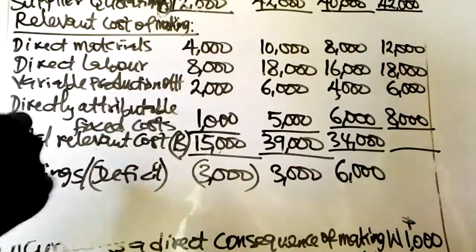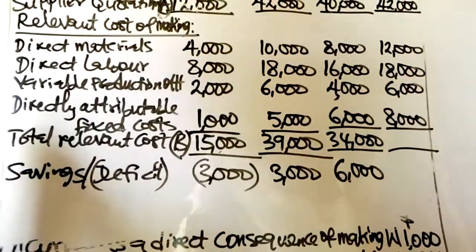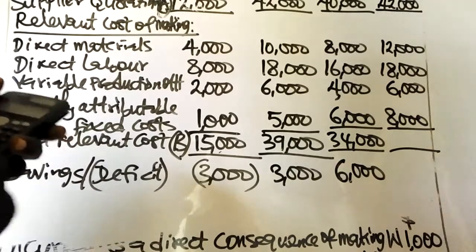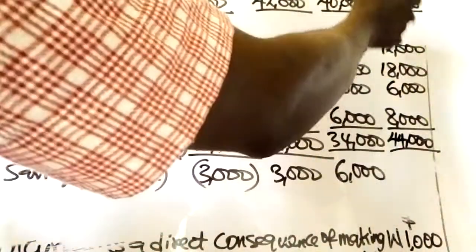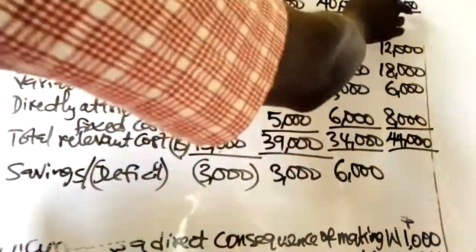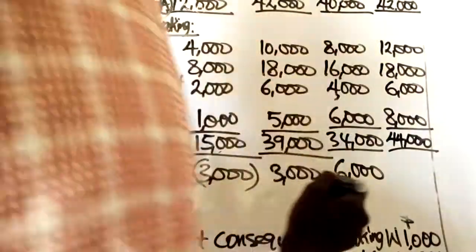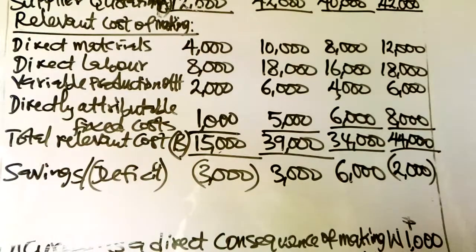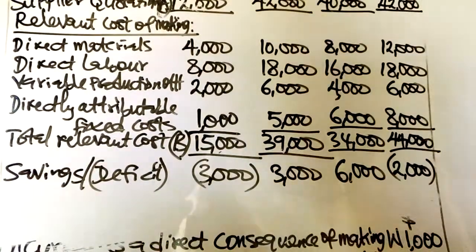Product Z now, 12,000 plus 18,000 plus 6,000 plus 8,000, and that is 44,000. The relevant cost of making product Z is 44,000, and suppliers are willing to offer the same product for 42,000. That means there will be a deficit of 2,000. In that case, product Z should be bought.